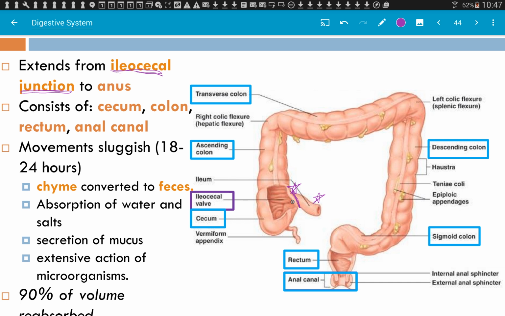So notice, if you have material that's coming in right here, there is that little pouch, the cecum. That distension, remember, causes a local reflex and tells that valve to close so we don't get backflow. Also notice that at the bottom of the cecum is our appendix. It has a little bit of an immune function, not much. So if it does have to be removed, you're going to be just fine. Okay, so the cecum is this little portion here.